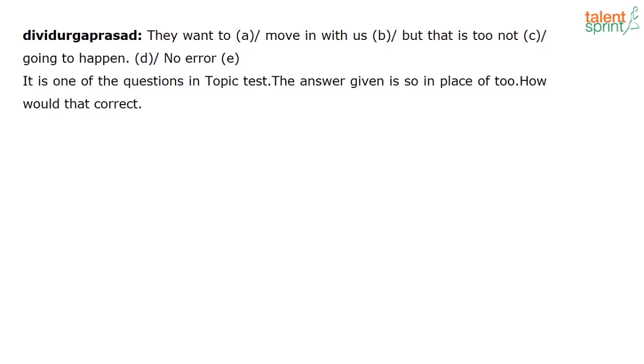"They want to move in with us, but that is too not going to happen." Actually, of course the error is in C, without a doubt, right? But why is it? I've heard people say the fact is established that you have to remove "too" and use "so." He himself has said that. The answer given is "so" in place of "too."